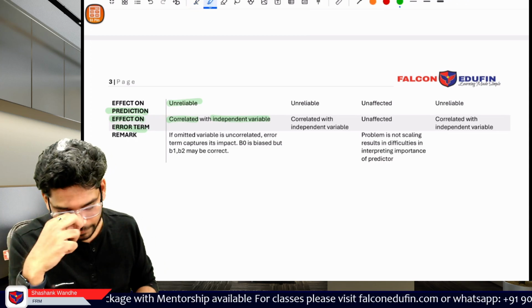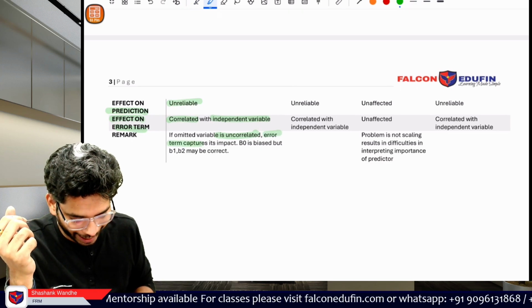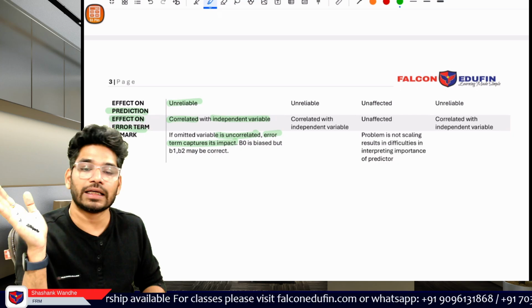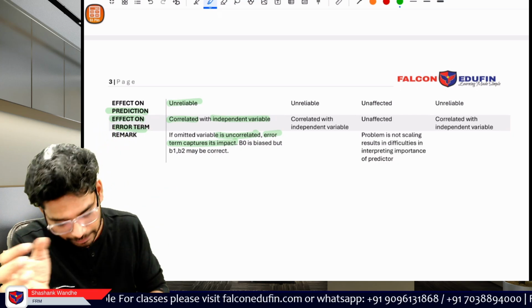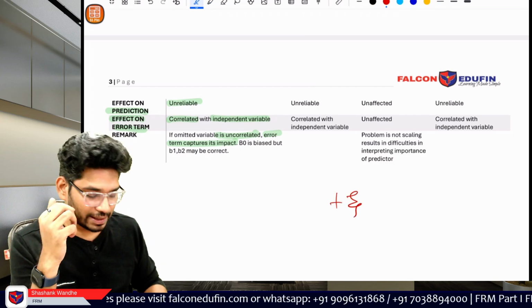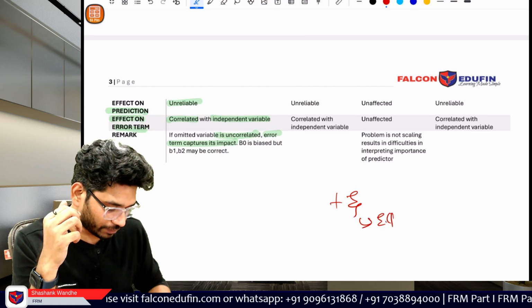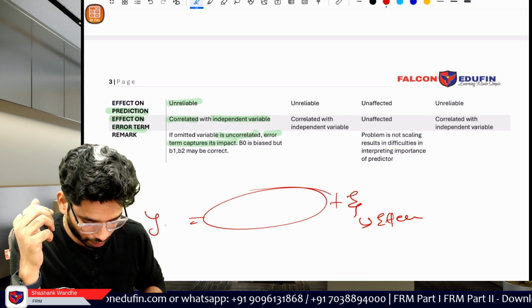Now, a simple remark: if the omitted variable is uncorrelated, the error term captures its impact. If it is not correlated, then the whole impact will be in the error term. Always remember what this error term is: the error term is the effect on y that the remaining model is unable to explain.